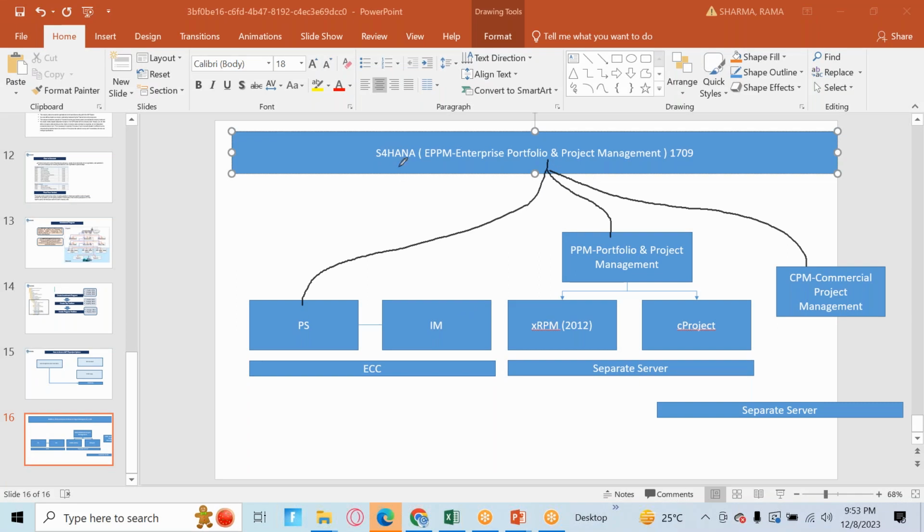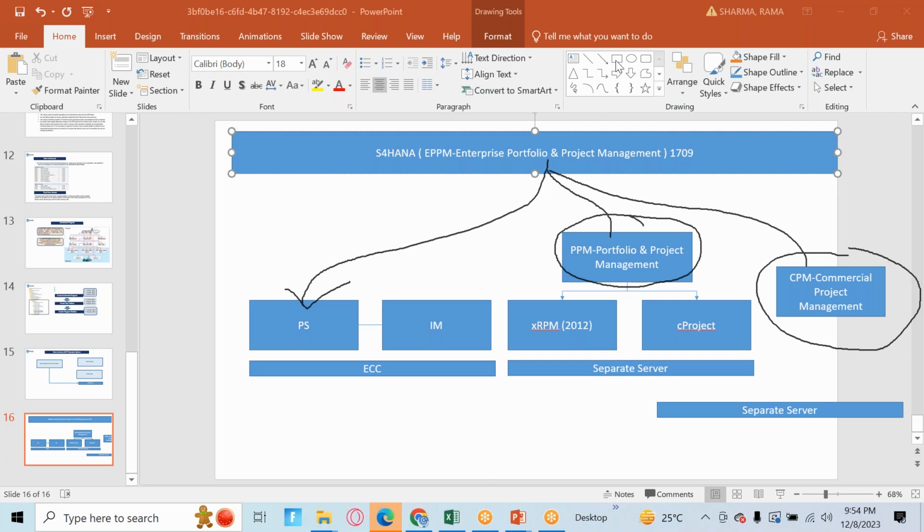So basically the concept of EPPM is not a single module, it has a group of different modules. What are the modules available in EPPM? First is PS, second is PPM, portfolio and project management, and third is commercial project management. There is one more module called EPC, Enterprise Project Connection. We use this module to connect with MSP or Primavera.